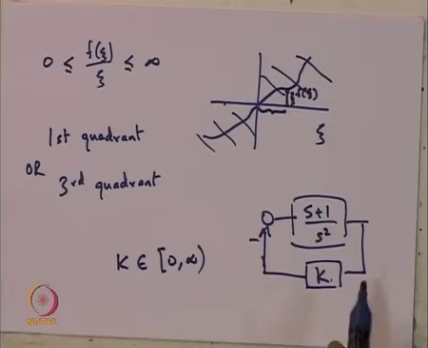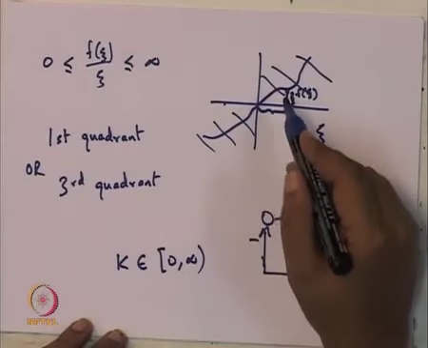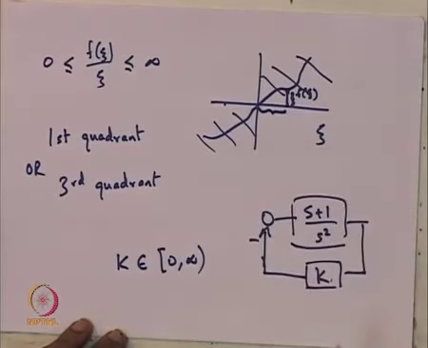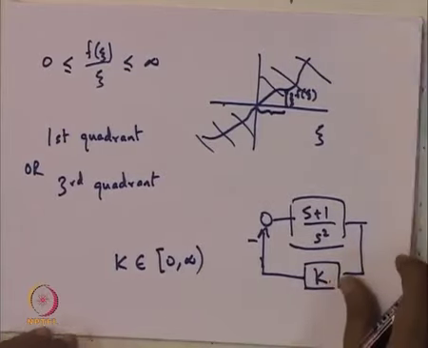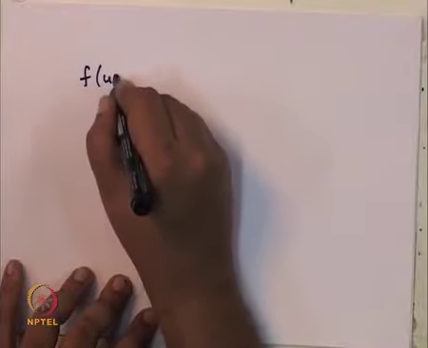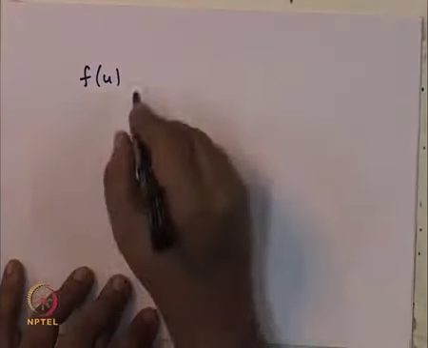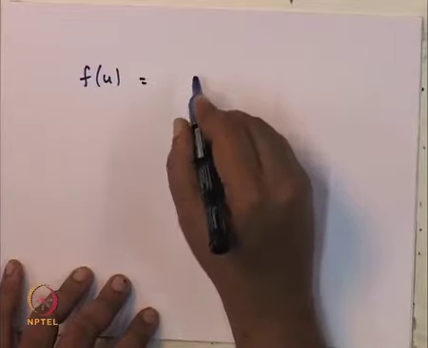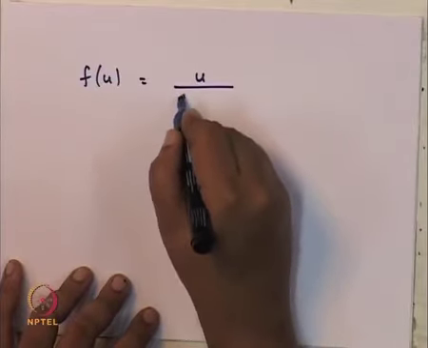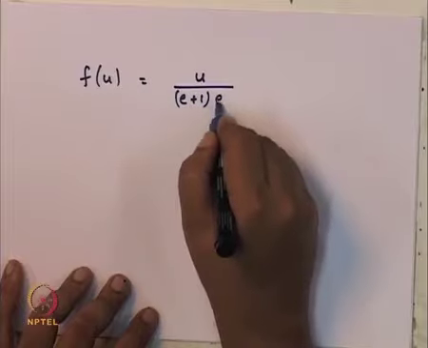So, now what I am going to do is demonstrate a particular nonlinearity which lies in the first quadrant and the third quadrant, but the resulting system is not stable. Here is the nonlinearity. The nonlinearity is given by the following equation. If u is the input to the nonlinearity, f(u) is given to be u upon e plus 1 times e.